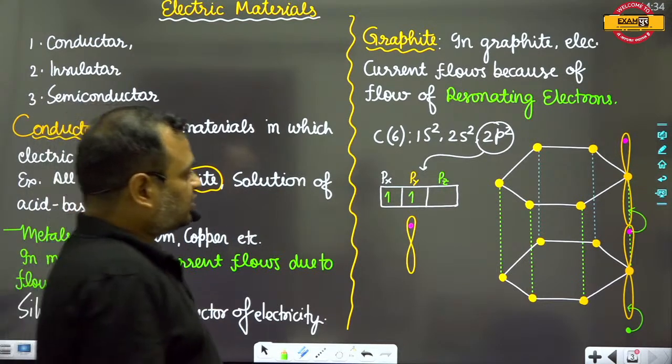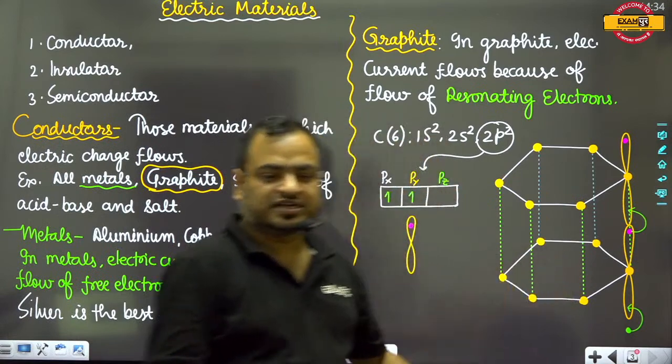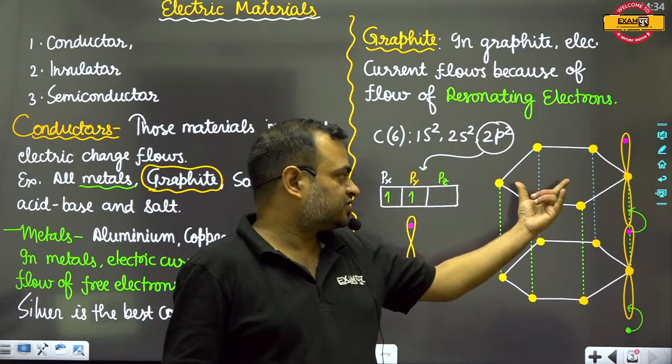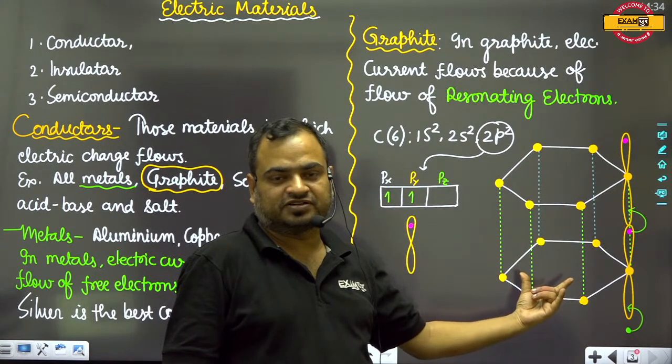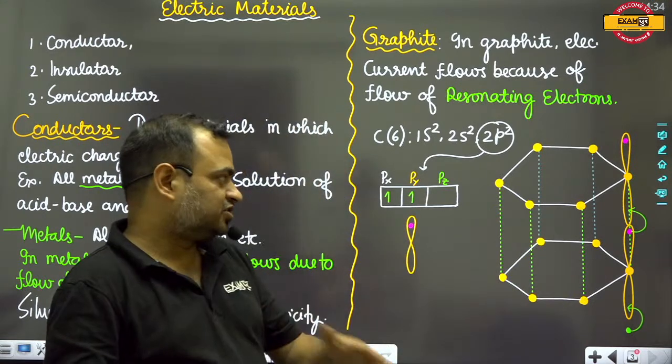And these are the two layers. This is the first layer of 6 carbons, and this is the second layer of 6 carbons. These two layers can slide over each other.